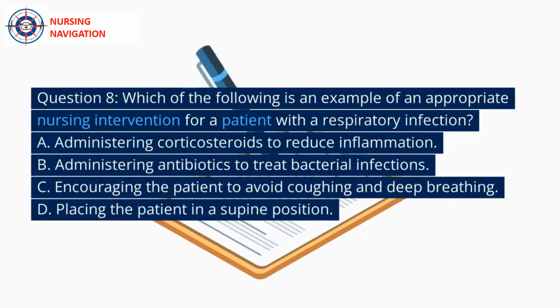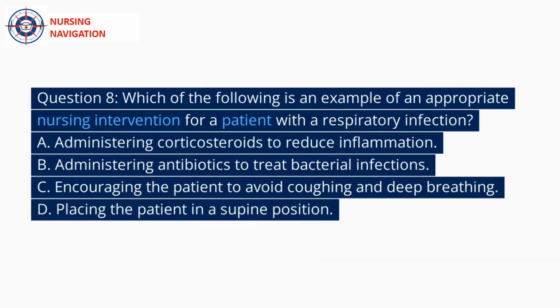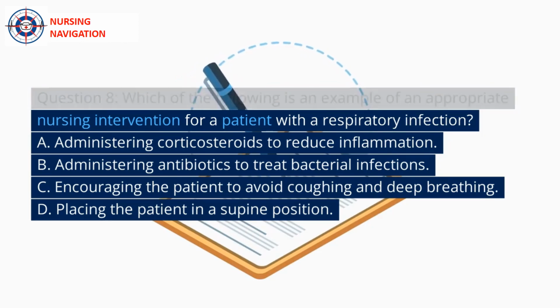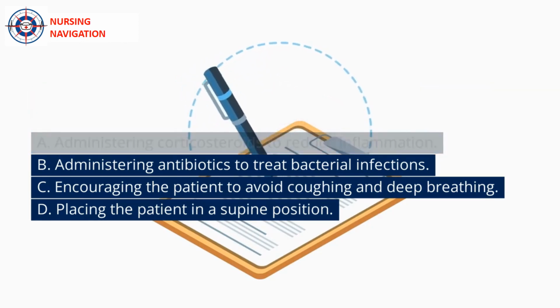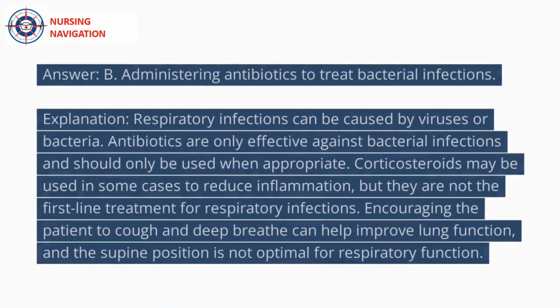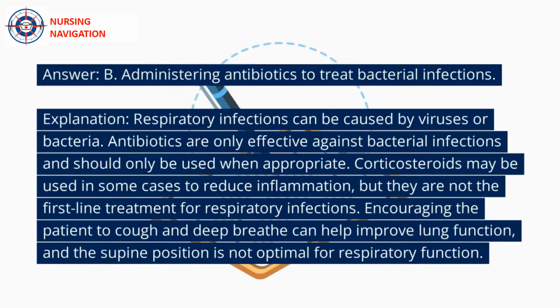Question 8. Which of the following is an example of an appropriate nursing intervention for a patient with a respiratory infection? A. Administering corticosteroids to reduce inflammation. B. Administering antibiotics to treat bacterial infections. C. Encouraging the patient to avoid coughing and deep breathing. D. Placing the patient in a supine position. Answer. B. Administering antibiotics to treat bacterial infections.